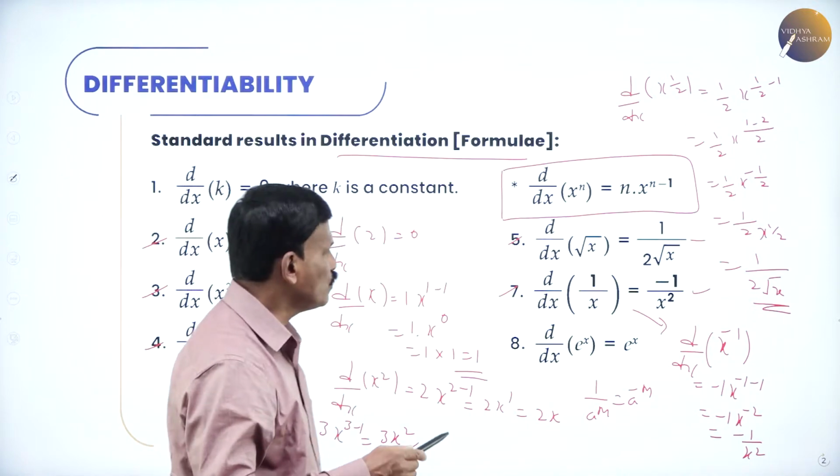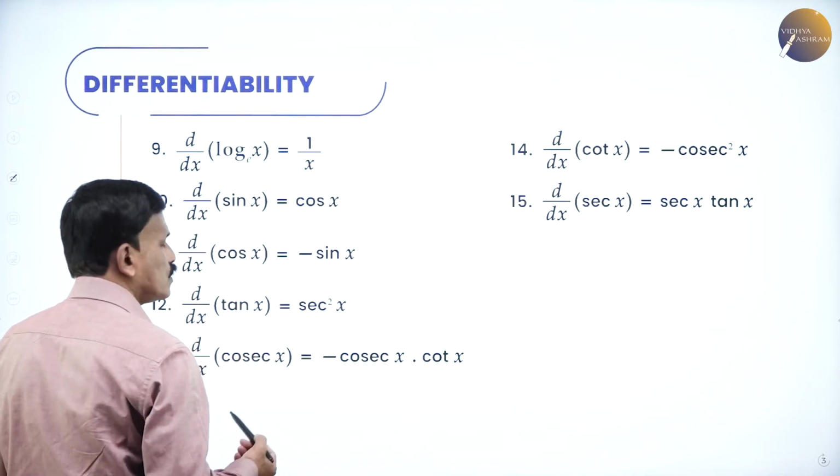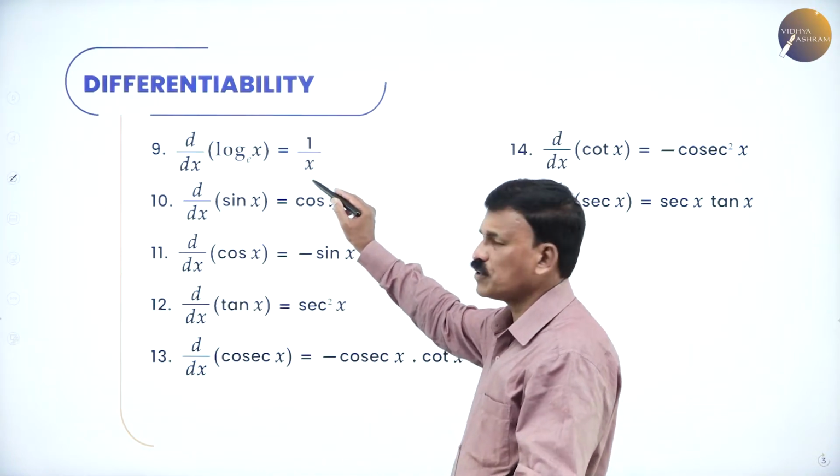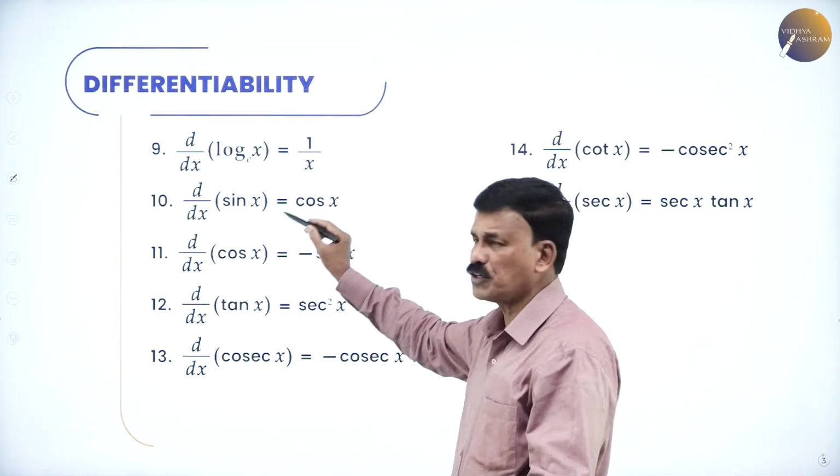Now let us know a few more formulas. Now, logarithmic differentiation. So what is d by dx of log x? Differentiation of log x is equal to 1 by x.